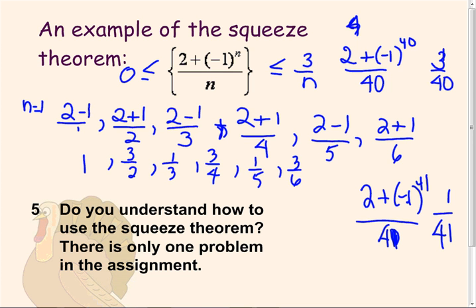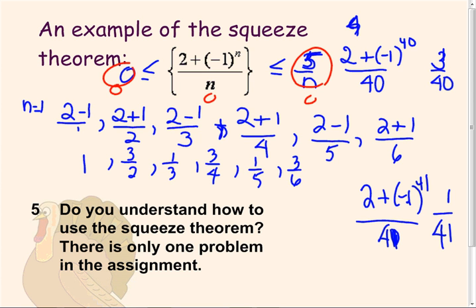Okay. So I had to figure out what it was smaller than. Could you make it 5 over n? Yes. All you have to do is find an upper bound. That's it. And what's the limit of this guy? 0. The limit of this one is 0. Therefore, this must be 0.